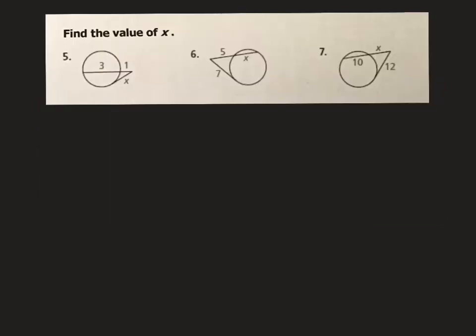So in 5 through 7, we're just solving for x. So our tangent is x, so we're squaring that, and it's equal to the outside portion of our secant times the whole thing, which would be 4. So x squared equals 4. To solve for x, we take the square root, which is just 2.